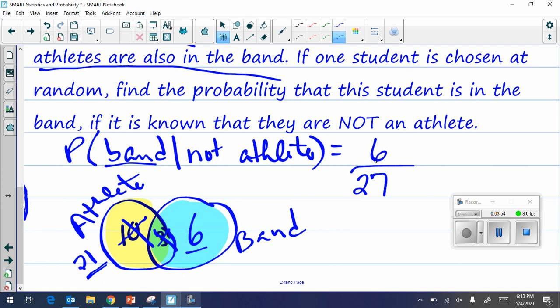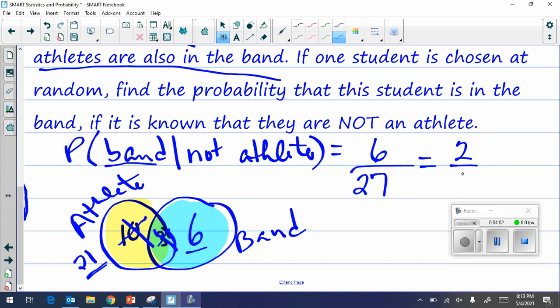6 of those are in the band. So 6 out of 27. Again, we can reduce by dividing top and bottom by 3. So that would be 2 out of 9. And again, a Venn diagram was helpful there because they were saying numbers and this group, or in both. That both is what told me to go to a Venn diagram for this one.